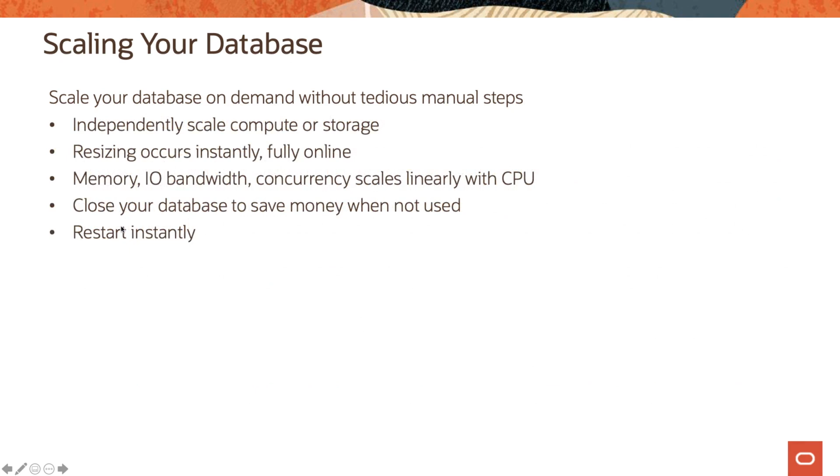We will now learn how to scale your Autonomous Database in Oracle Cloud Infrastructure. You can always scale your database on demand without tedious manual steps. You can independently scale compute or storage, and this resizing occurs instantly with the database fully online. Memory, I/O bandwidth, and concurrency scale linearly with the CPU. You can close your database to save money when not used, and you can restart instantly.